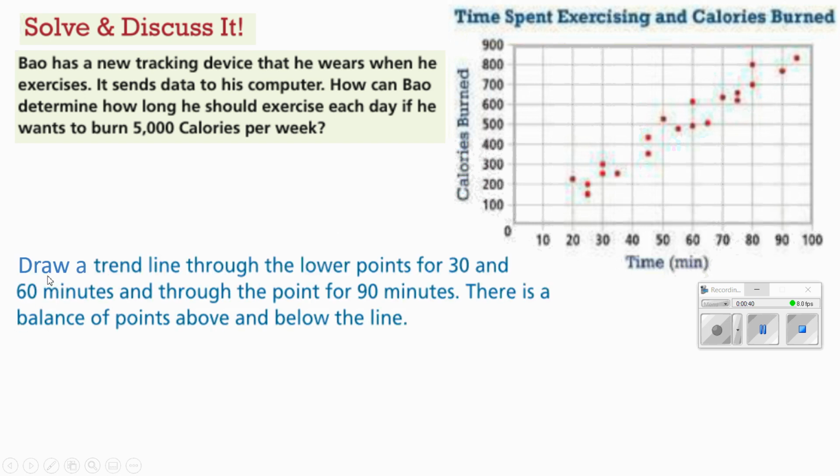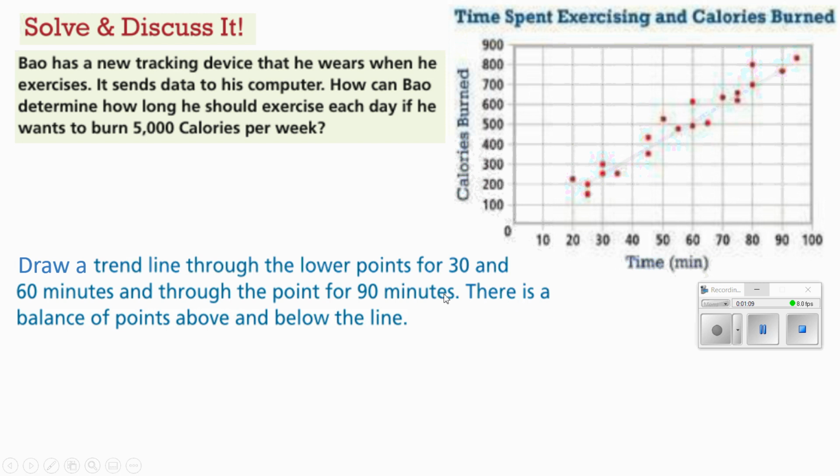So the first thing we're going to do is draw a trend line to the lower points for 30 and 60 minutes. 30 minutes would be here at about 250. 60 minutes would be here at about 500. And we're also going to do it at 90 minutes. At 90 minutes, it looks like it's sitting about 775, somewhere around there. All right.